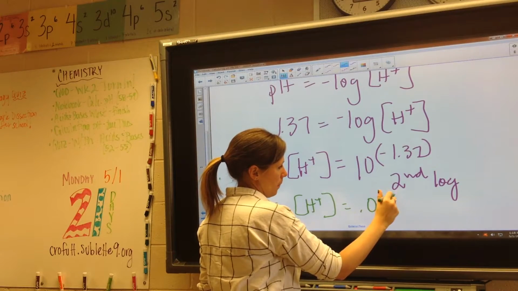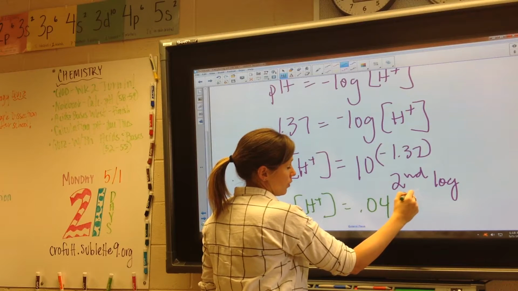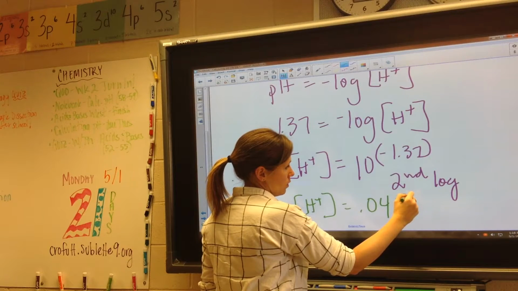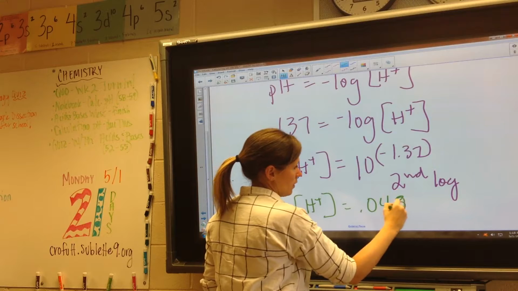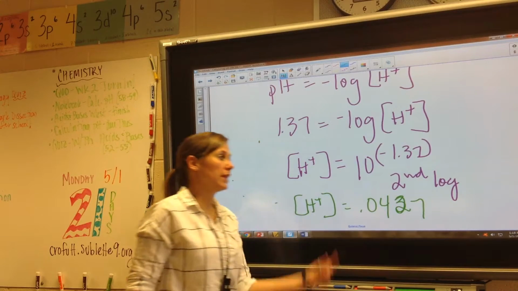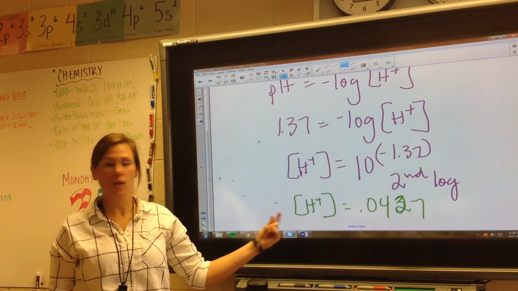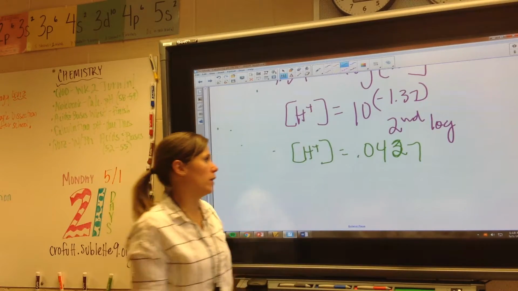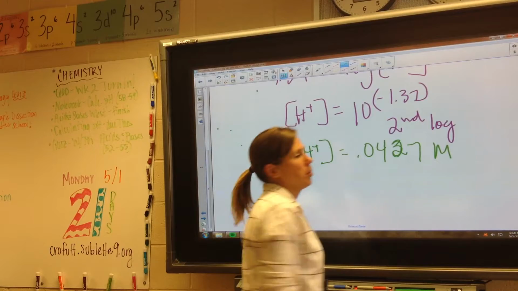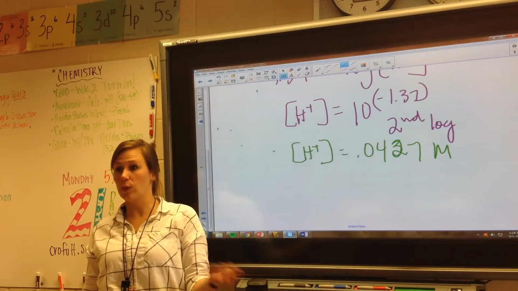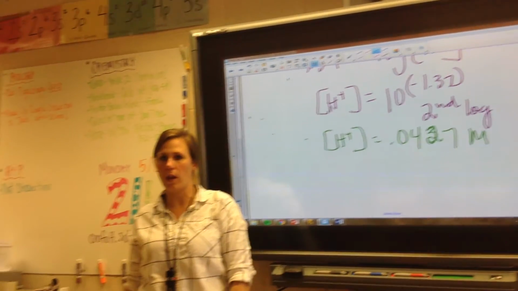Give me a couple more. No. 0.0427. Okay. Remember that this is concentration. This isn't the same thing as pH. So your unit label for this will be molarity. How have you guys noticed all of your molarity has been written so far? Like when I give it to you on a problem, how is it written?